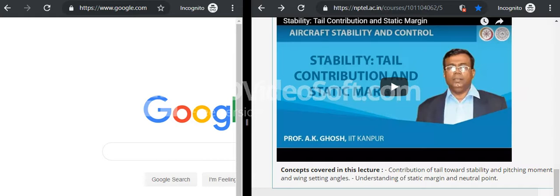We are covering topics related to aircraft stability and control, and at the end of this module 1, presented by Professor A.K. Ghosh from IIT Kanpur, the stability, it is now about tail contribution and static margin. We are going to present the lecture video, so let's see what the professor has explained, and after understanding quite a bit of the concepts and details, we will note them down.